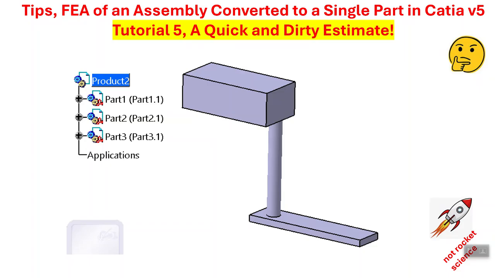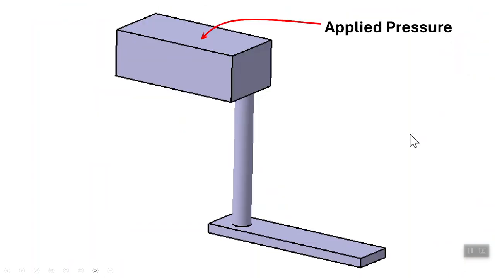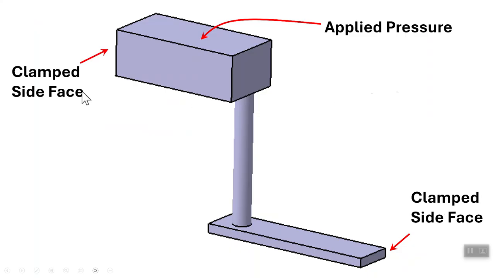So here is the situation. Suppose we have an assembly made of these three parts, and we know that this assembly is subjected to, for example, an applied pressure on the top. This side face is clamped, and that side face is clamped. And we want to know the response of this assembly, as far as stresses go, to this particular condition.